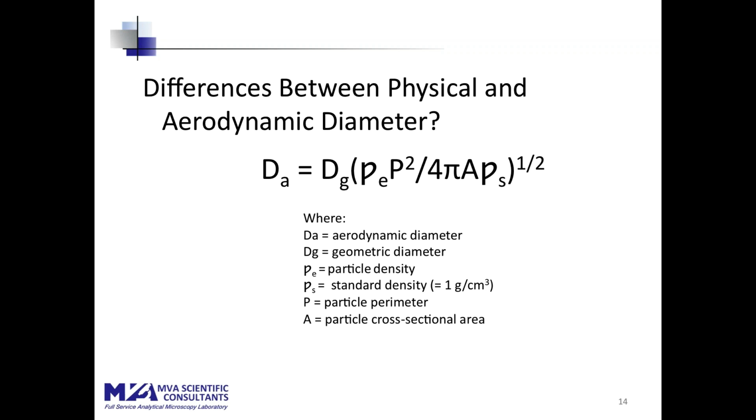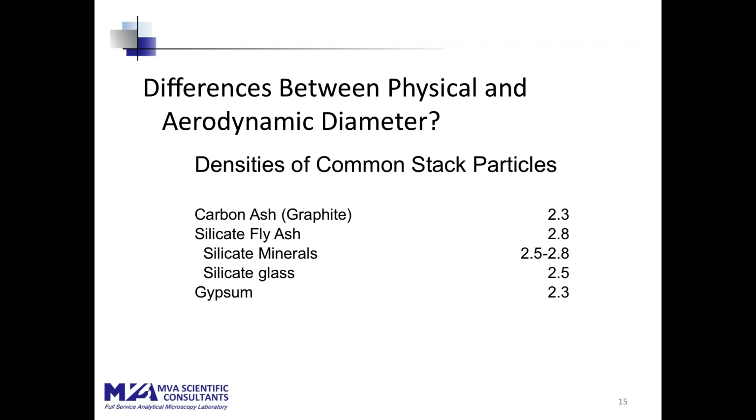So the things you need to know are the particle density and some two-dimensional particle parameters, the perimeter and the cross-sectional area. Here are the densities of some common stack particles. This is carbon ash, graphite, silicate fly ash, which we don't have a standard density for, but silicate minerals, which are of the same composition, are about 2.5 to 2.8. Silicate glass, which has the same composition and is close in physical structure to silicate fly ash, has a density of about 2.5, and gypsum has a density of 2.3.